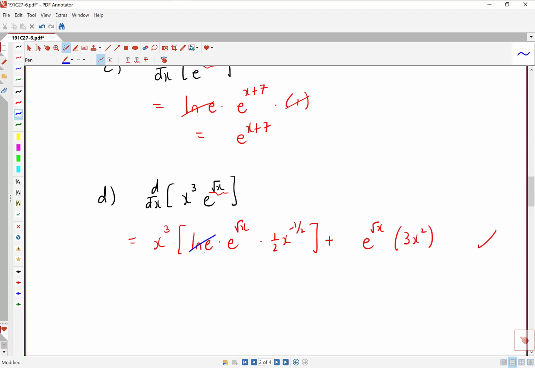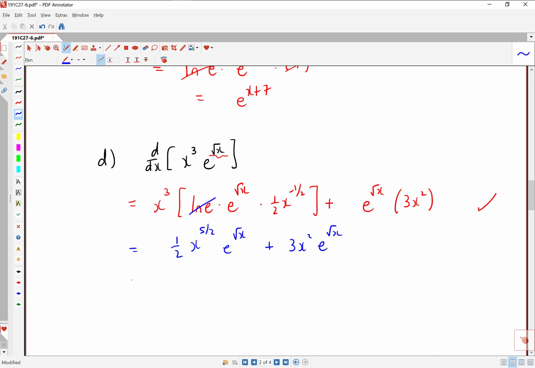So ln of e is equal to 1. You could multiply the x cubed with the 1/2 x to the minus 1/2. You'd have 1/2 x to the, well, the exponents are going to add. So 3 minus 1/2 is going to give us 5/2. So we've got 1/2 x to the 5/2 e to the root x plus 3x squared e to the root x. And we might even take this a little bit further, factor out the e to the root x.